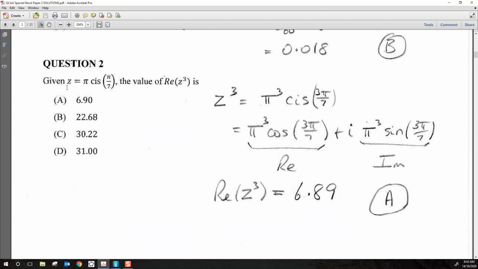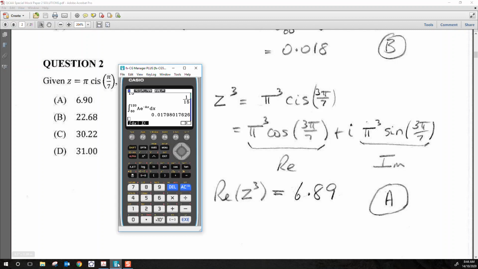Question 2. Given that the complex number z is pi cis pi over 7, the real part of z cubed is. Now again, I wrote this down simply to explain to my students, but when we have polar form, we cube the modulus and we multiply the argument by 3. And cis literally means pi cubed by the cosine of the angle plus i times pi cubed by sine of the angle. The real part is this.